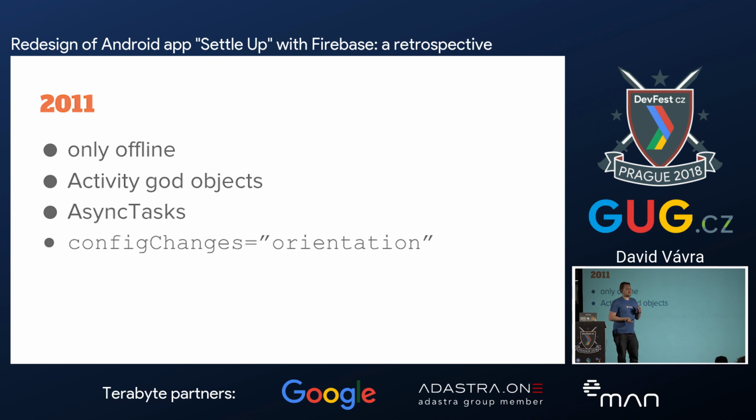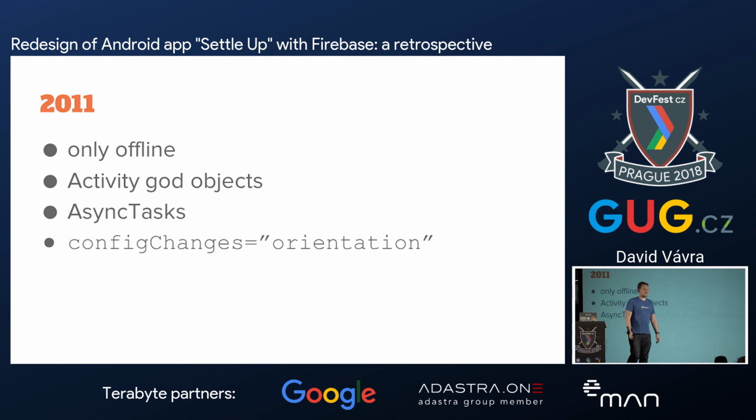It was popular back then to put all the code in activities. For a simple app, it's okay. For a bigger app, these activities became like God objects, and everything is there in big spaghetti code. So that was exactly our code.